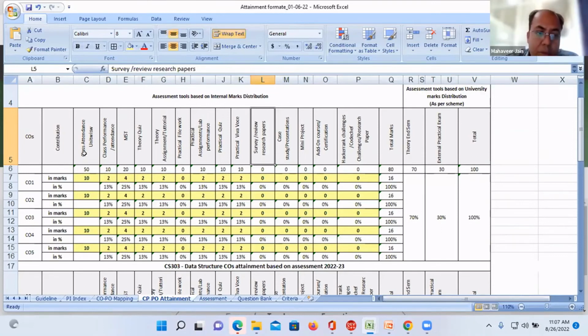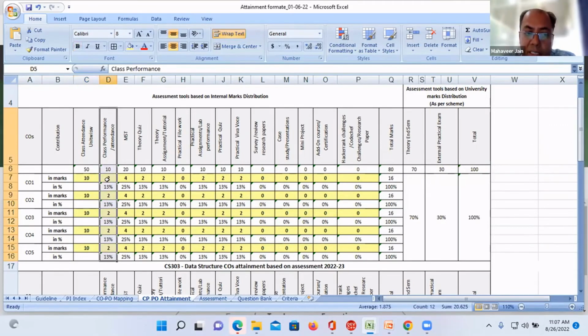The first one is class attendance. If you are teaching your subject, you need to describe here how many lectures you have taken, lecture-wise. For completing CO1, I took 10 lectures; for CO2, 10 lectures; CO3 10, CO4 10, and CO5 10. Whatever number of lectures you take for completing CO1 or unit 1, you put the number of attendance here. In the second column, you give the weightage.